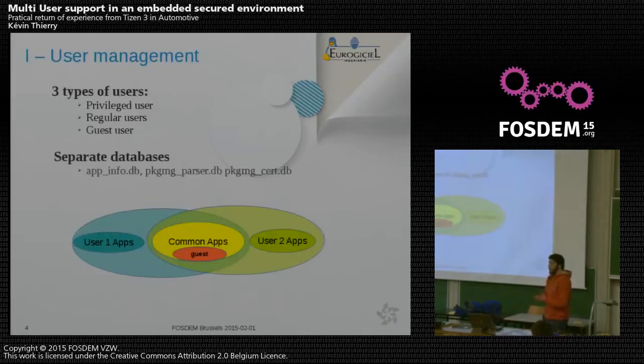So for user management, we have three types of users. We have the privileged user, regular users, and guest users. The privileged user, of course, is the one who is kind of the administrator. He is able to install common applications. Common applications are accessible to all users, which means regular users can use common applications. Regular users can also install applications, but these will be only user applications. If a user installs an application, he can only use it, and other users can't access it, can't use it. And a regular user, as I said before, can use common applications.